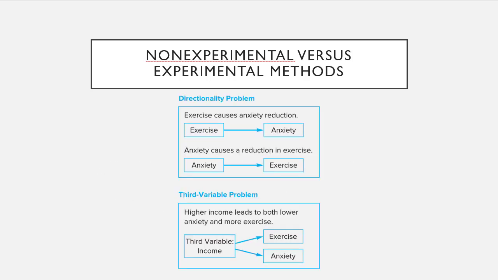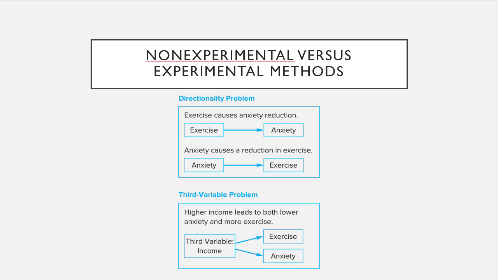This is a short breakdown, a graphical representation of the problems that happen within non-experimental designs and how experimental methods are a little bit better at declaring internal validity using the directionality problem and the third variable problem. Again, the directionality problem is, in this example, exercise and anxiety. Does exercise lower anxiety? Or is there some kind of increase in anxiety that decreases exercise? So we don't know which can cause which. Okay, so that's called the directionality problem.